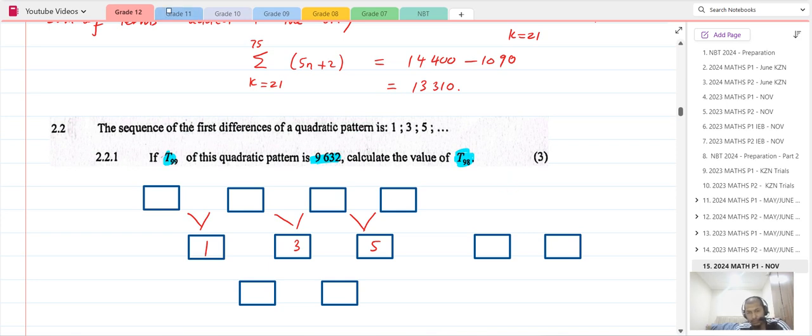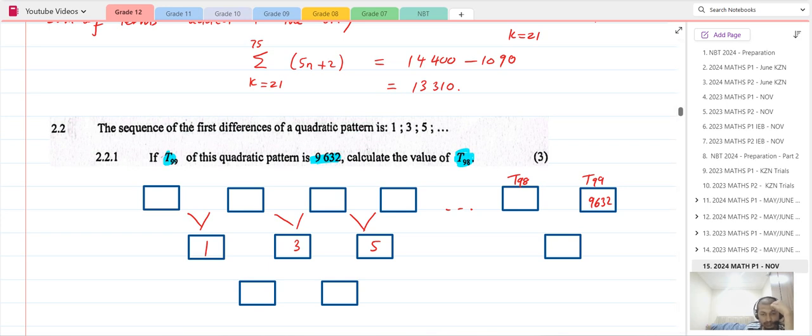I should have put 2 more boxes here to depict term 99 and term 98. So let's delete this. Remember these dots going out, this is term 98, and this is term 99. We know the value of term 99 is 9632. Calculate the value of term 98. So we want to calculate the value of this.